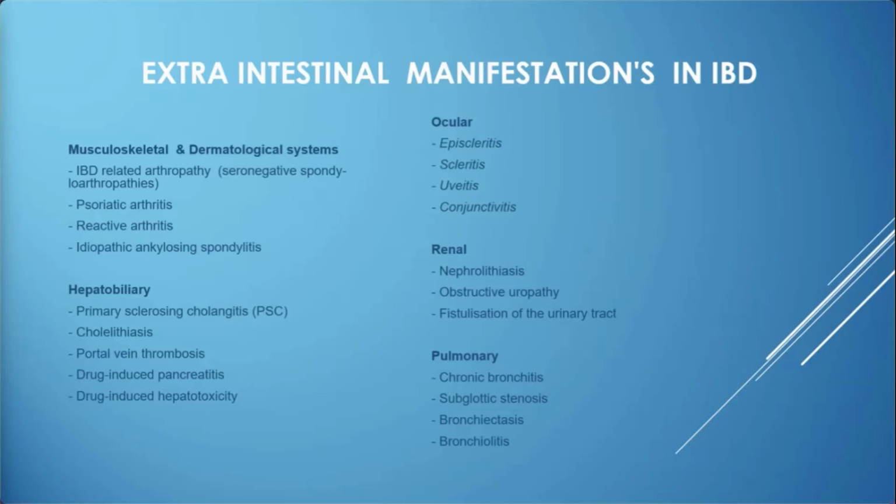In the renal system, nephrolithiasis, kidney stones, obstructive uropathy, fistulization of the urinary tract system, which is seen in fistulizing disease, usually in Crohn's. Pulmonary: chronic bronchitis, bronchiectasis, and bronchiolitis.